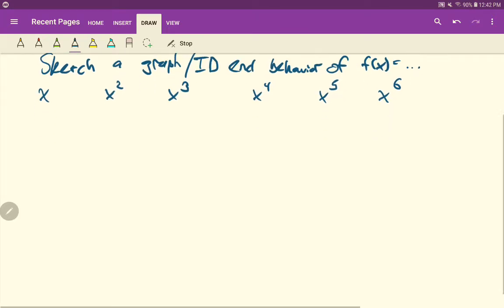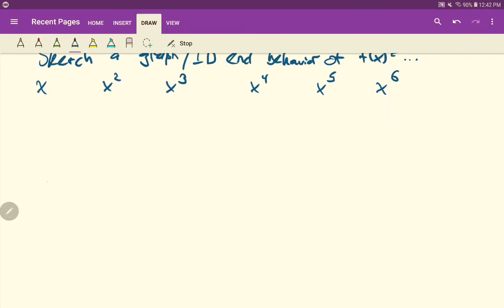Then once you sketch those out, I also want you to do the same thing again, but now do negative x squared, negative x to the third, negative x to the fourth, negative x to the fifth, and negative x to the sixth. Now when you throw a negative in front of your function, think about what kind of transformation that does. Okay, so go ahead and pause the video and do that.